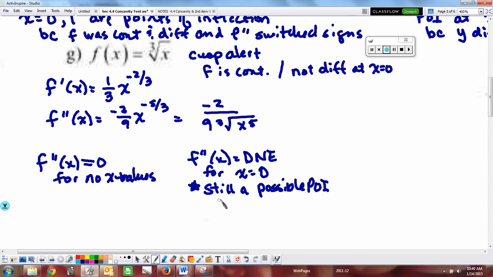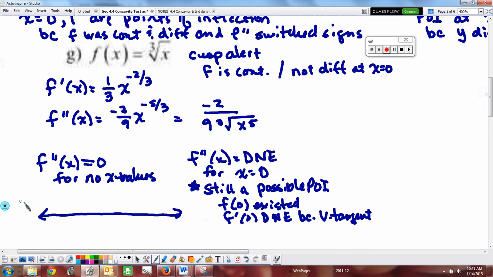This is a place where f of 0 existed, f prime of 0 did not exist, but it did not exist because it was a vertical tangent. So that's kind of what we're looking at on this function, is to know what actually happened there. When I do my sign chart for the concavity test, and we put our second derivative and we put our critical value of 0, we will see that in the second derivative, if I pick a number that's negative, overall it's positive, which means f is concave up.